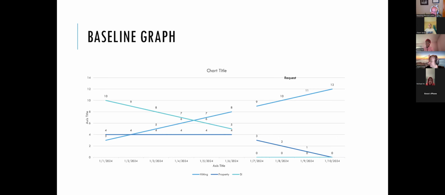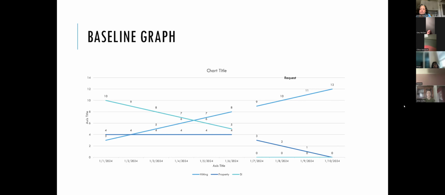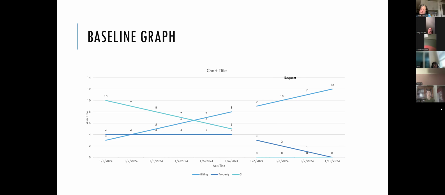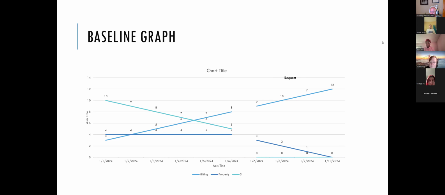What questions do you guys have about the visual analysis in ABA, if any? Okay. Well, make sure you guys are collecting data and then putting it on the graph and actually evaluating, taking a look, seeing what's happening, making treatment decisions based on what's happening in your graph.